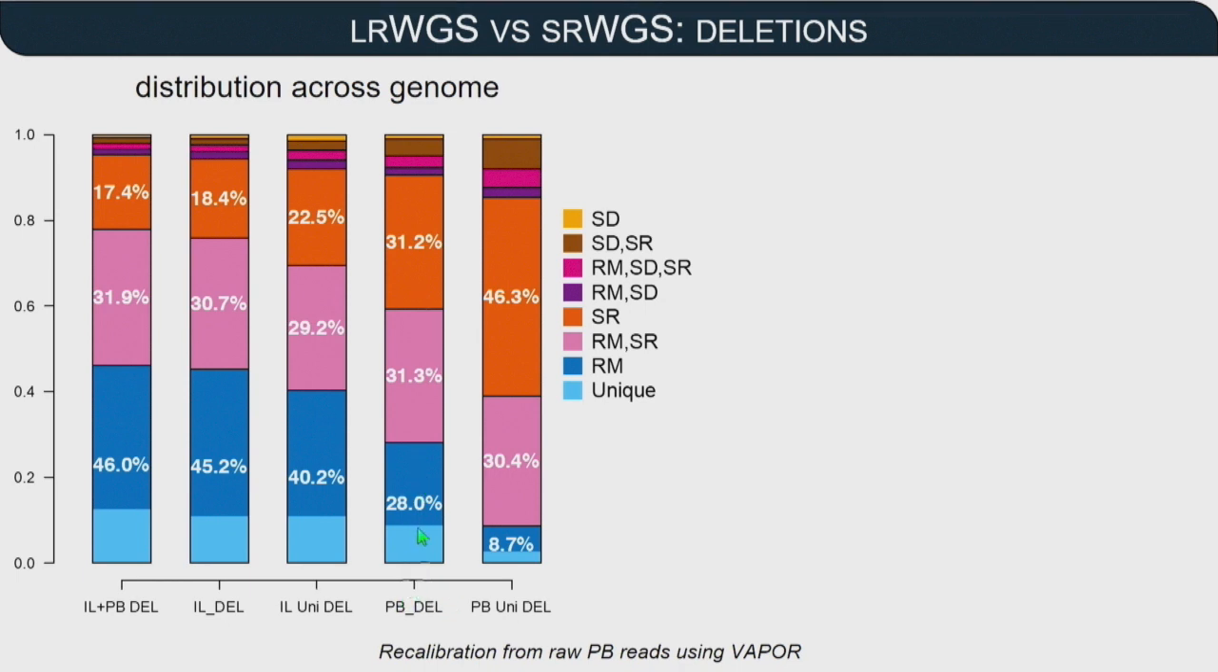So these are the PacBio deletions, and then these are the deletions that are only seen in PacBio data. And you can see only about 9% of them are actually in unique or simple repeat masked regions, and the rest are in these highly repetitive regions of the genome that the short reads just are not accessing. I think that's the take-home, is they're just not getting there.